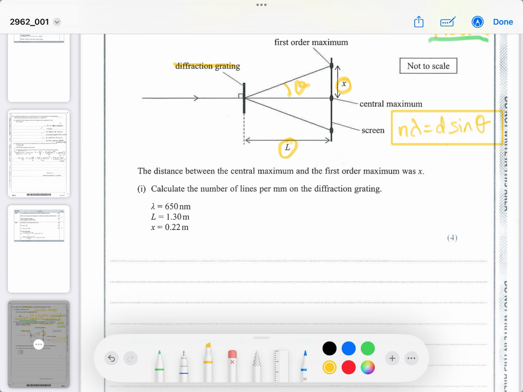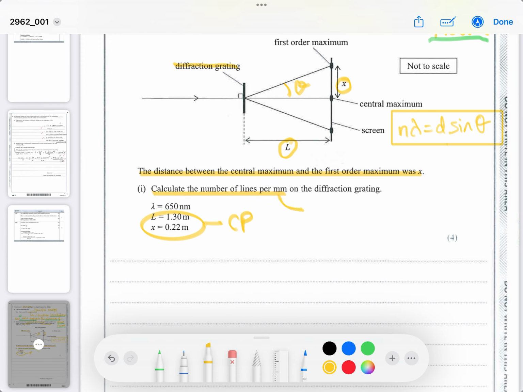So the feedback is generally very positive. Now, the distance between the central maxima was measured as x. So x and L need to be measured when you do this experiment. This is a core practical. In this case, they've given you the wavelength, and they want you to calculate the number of lines per millimeter. Now that's not d.